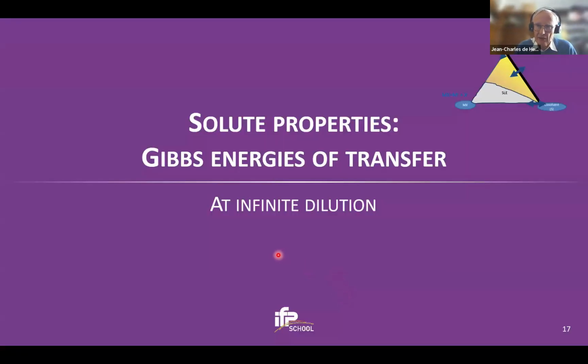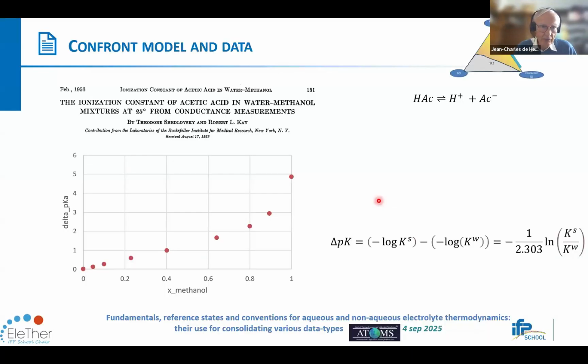Now let's look at another property. Let's look at the Gibbs energies of transfer. That means properties at infinite dilution. Why? How did I come to this problem? In fact, within our GIP, we were looking at the system where we have acetic acid, which is dissociating into, as you know, protons and acetate ion. So this, if you like, is our salt, quote unquote.